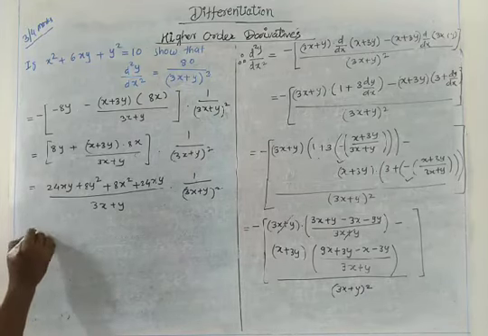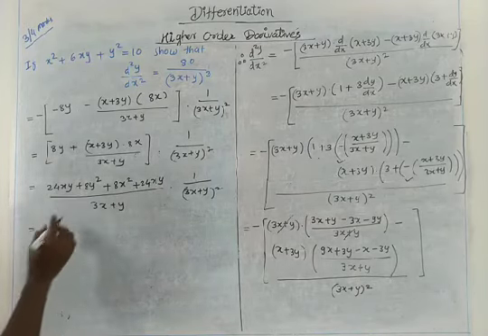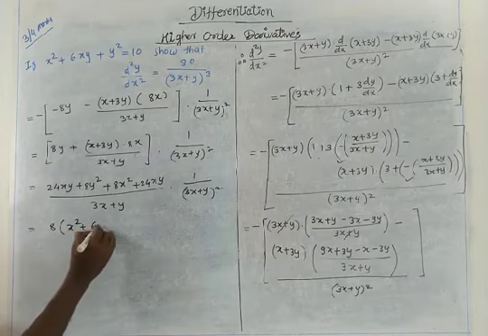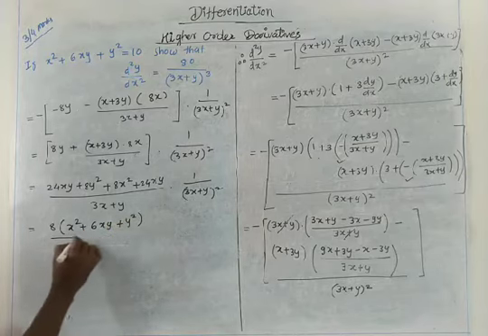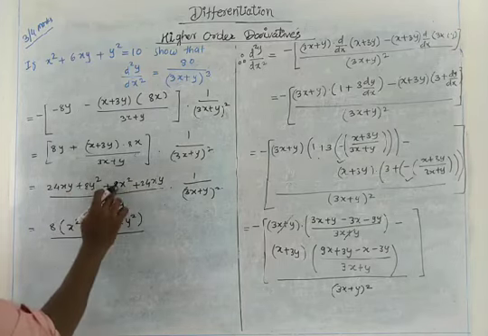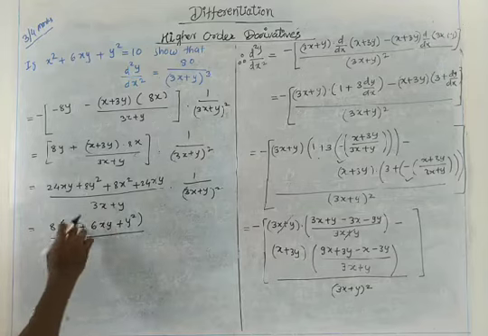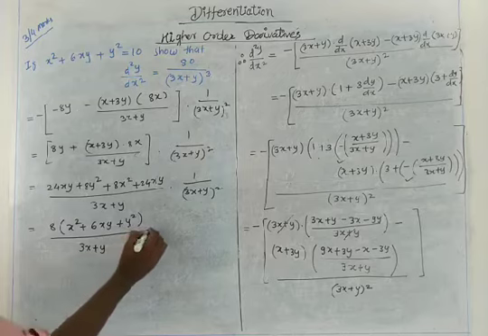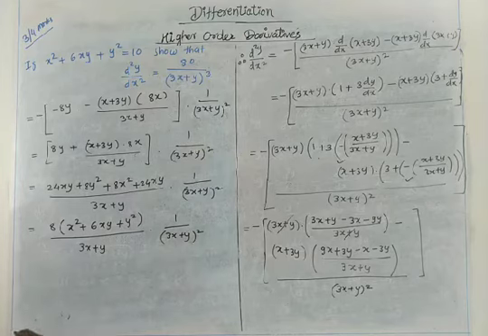Now 24xy plus 24xy become 48xy, and 8 is a common value, so we will get 8 outside: x square plus 6xy plus y square. Is it clear what I did? 24 plus 24 is 48xy, then 8y square, 8x square, and in this 48xy I am taking 8 common outside, so I will get x square plus 6xy plus y square upon (3x plus y) into 1 upon (3x plus y) bracket square.